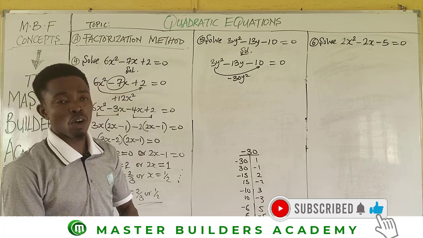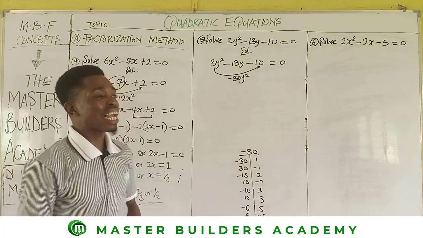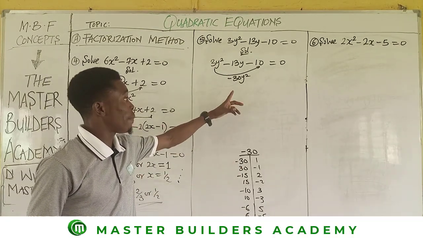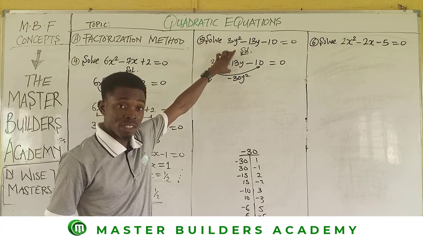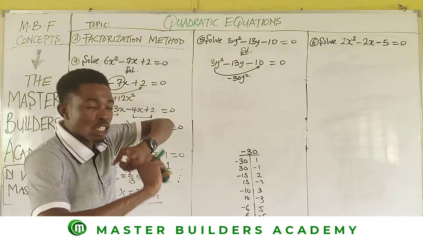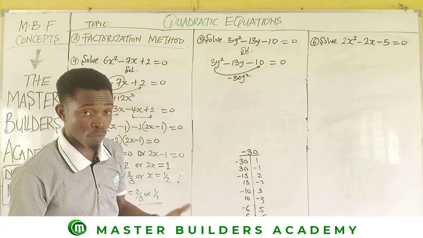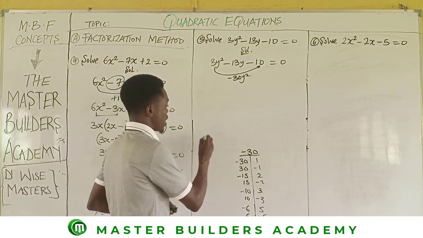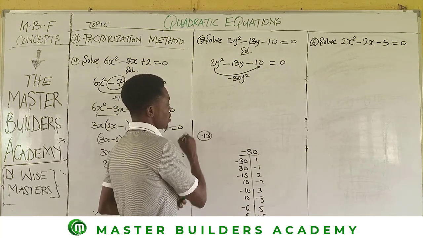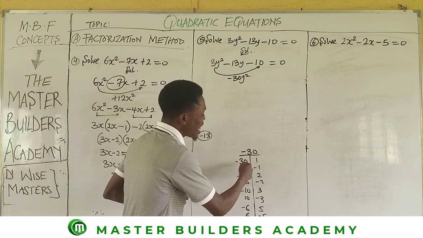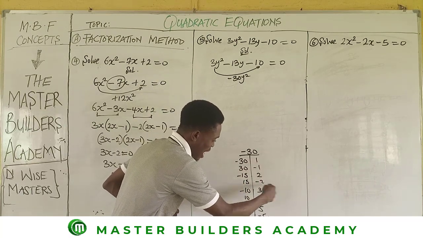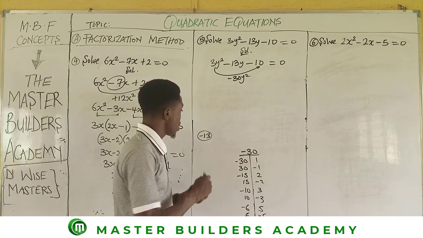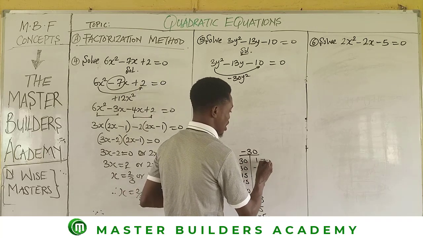So how do we get the one that we need? We get the one that fits into this equation by simply coming to the question that we were given and tracing the coefficient of the middle term. The coefficient of the middle term here is minus 13. So what do we do? We quickly add up all these factors together, and see the one that will give us minus 13. Then that is the one that will fit this question.